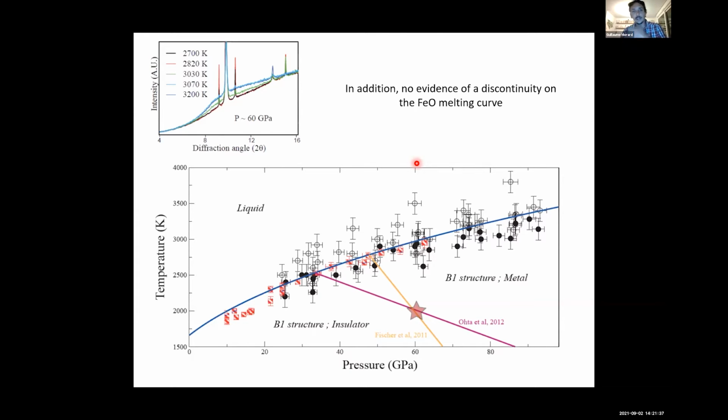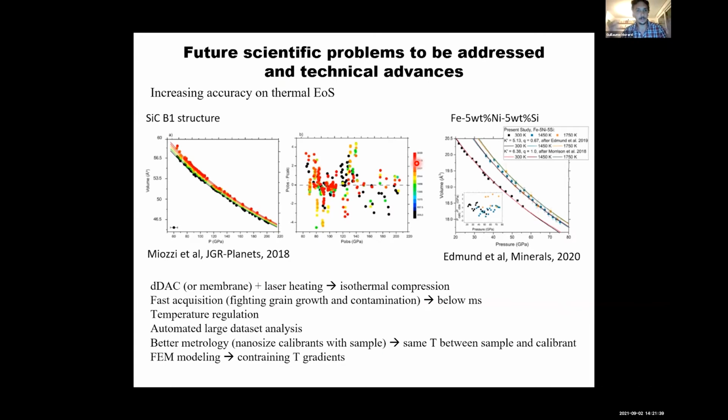So as it has been addressed before, the question of this workshop is also to discuss a bit the future scientific problem to be addressed and technical advances. For each question I will address here, I will try to discuss that. And this is related with discussion we had before regarding the metrology.